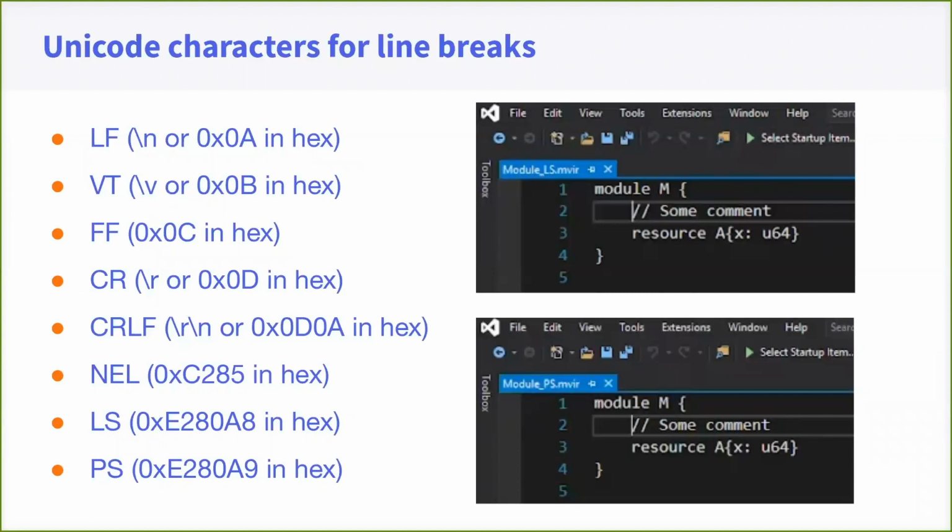As I told you before, there are more Unicode valid line breaks that the parser wasn't even attempting to detect, such as, for instance, LS or PS. We see here two modules as rendered in Visual Studio: the first one has an LS character between the inline comment and the resource declaration, and the second one has a PS that we are obviously not seeing between the inline comment and the resource declaration. These two modules would have been compiled as just empty modules.